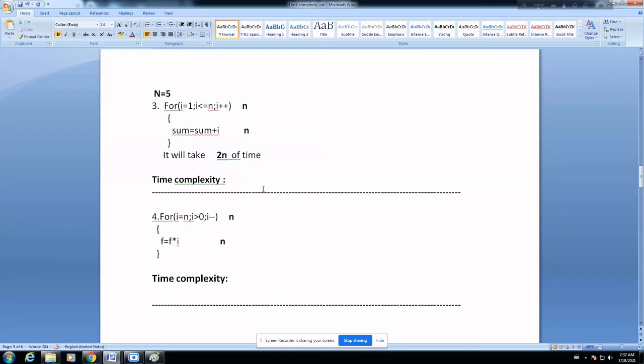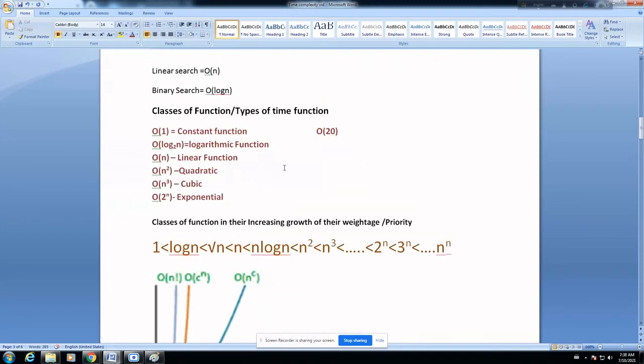So what is the time complexity? The time complexity is O(n), because we always take the degree of polynomial. This one is O(n), a linear function. So whatever the value is, if it is like 20n, what is the time complexity? If I write 20n, then the time complexity is O(n). If I write n by 2, then again the time complexity is n.